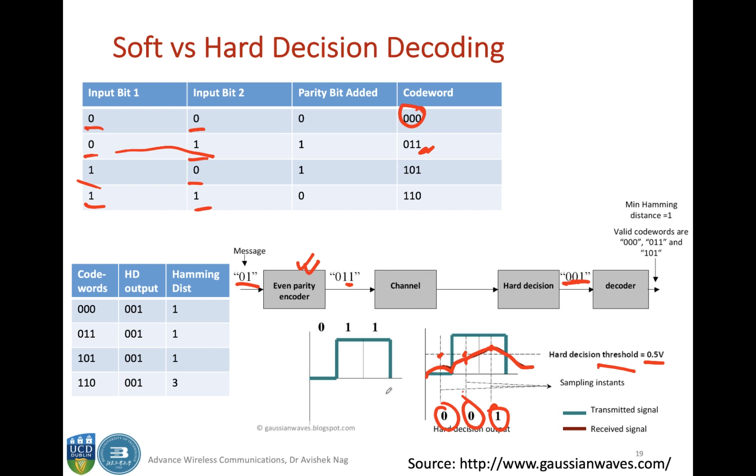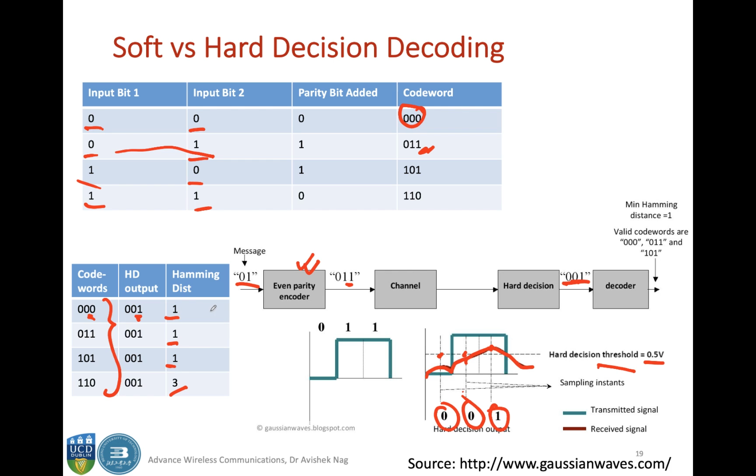Now 001, when it is passed through the decoder, basically the decoder checks the Hamming distance of the hard decision output with the original code words. And Hamming distance is nothing but in how many places the bits vary. So the Hamming distance between 001 and 000 is 1 because only this bit is varying. With 011 it is again 1, with 101 it is 1, and with 110 it is 3.